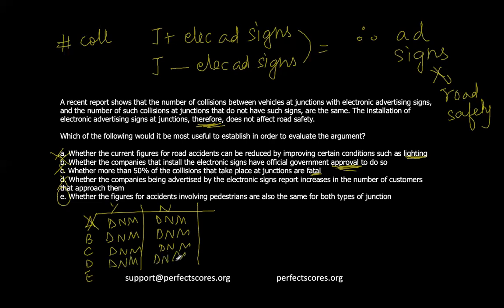What if you answer yes to E? That yes, figures for accidents involving pedestrians are the same for both types of junctions. So we're not just talking about collisions, but we're also talking about accidents involving pedestrians. What if that is also the same? Does it strengthen the argument or weaken it?